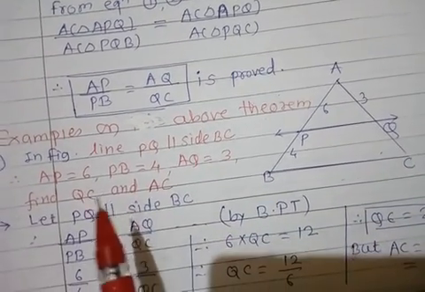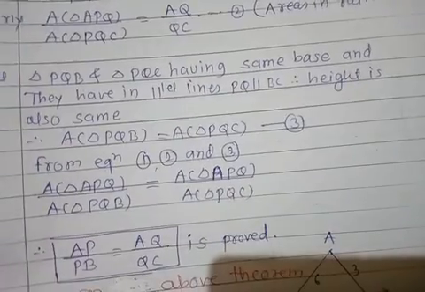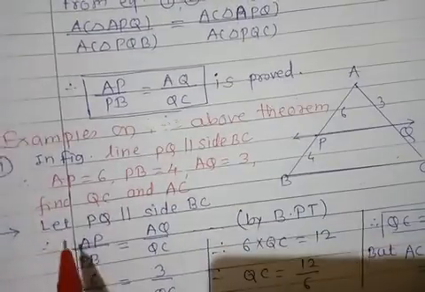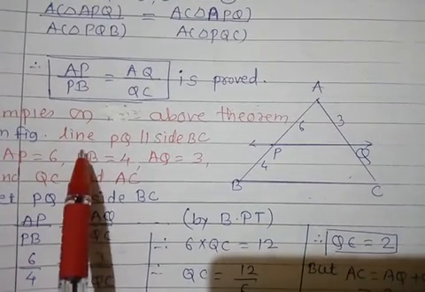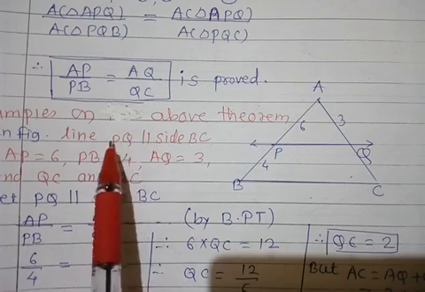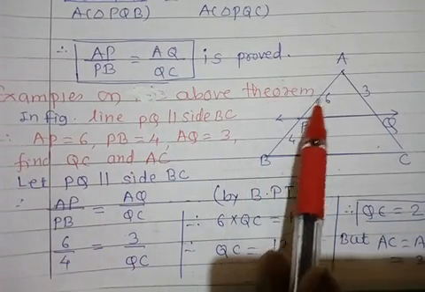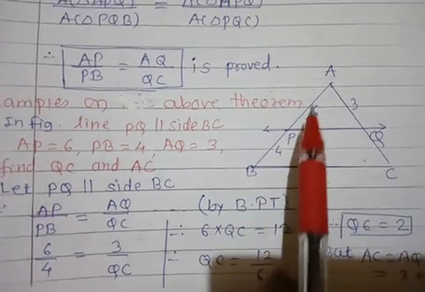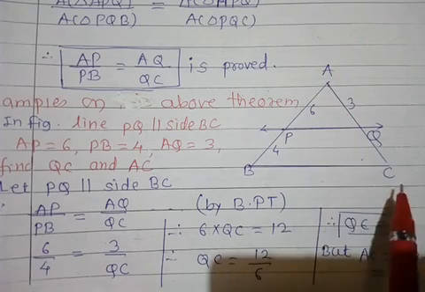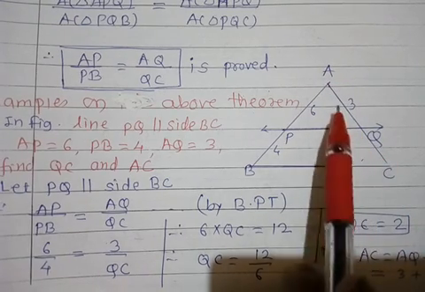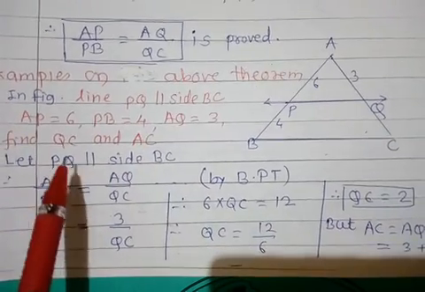Look here. That theorem is known as BPT. After studying this BPT theorem, we have to solve some examples. In a figure, first example, look here, PQ is parallel to BC, AP is 6, PB is 4, AQ is 3, and QC we don't know. You have to find QC and AC. If you find QC, then by adding the two you will get AC. Okay, that is how to solve.